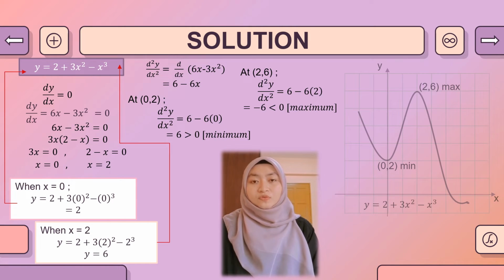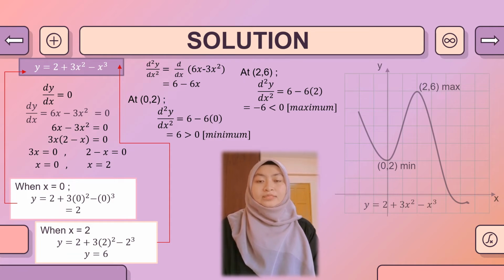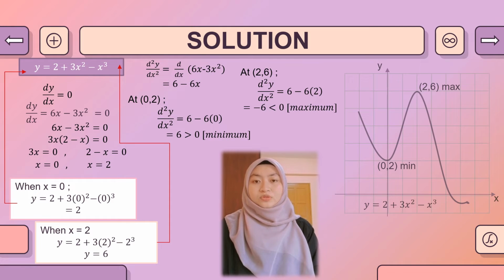When we want to find x, we must separate 3x and 2 minus x. When we separate, 3x equals 0 and 2 minus x equals 0. When we simplify, we will get x equals 0 and x equals 2.